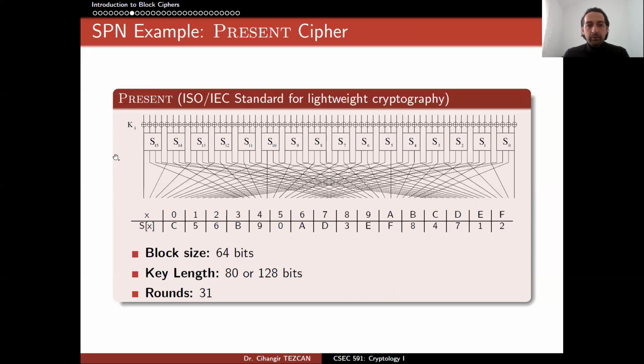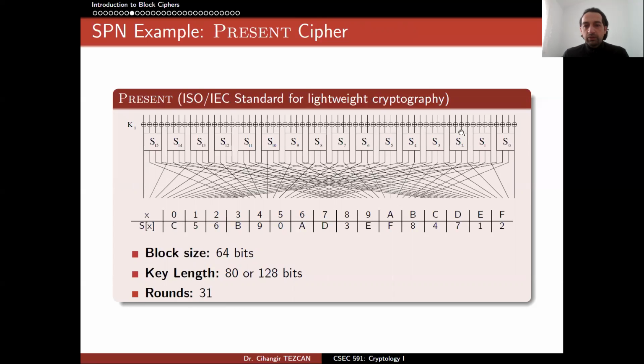A single round of PRESENT is in this picture. It is a very simple design. The block size is 64 bits. Key length depends on you. You can choose either 80 bits or 128 bits. But there's no point in choosing the shorter one when you can choose the longer one, because it will just cause a negligible performance slowdown, so it is not important. And the cipher is designed as 31 rounds. So this is the idea.